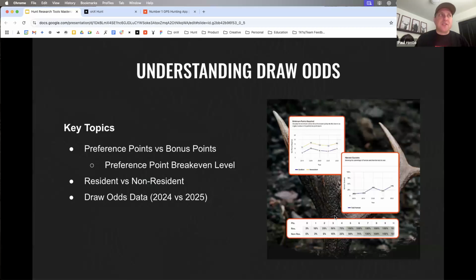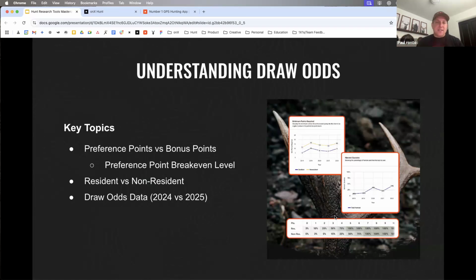Another thing that I'm going to show you in the tool is understanding the preference point break-even level. So this preference point break-even level in preference point states is the number of points that it takes to potentially have an opportunity at a tag. And so with preference point hunts, there's usually three options. Either there's a 0% chance to get that tag. That's usually anything under the preference point level, the break-even point. There's the break-even point level where you have some sort of odds between 1 and 100 of getting that tag. And then the third option is 100%. That's usually if you have more points than the break-even level. This doesn't make sense a lot when I'm talking about it, but I'll show you in the tool how that works and give you some examples there.